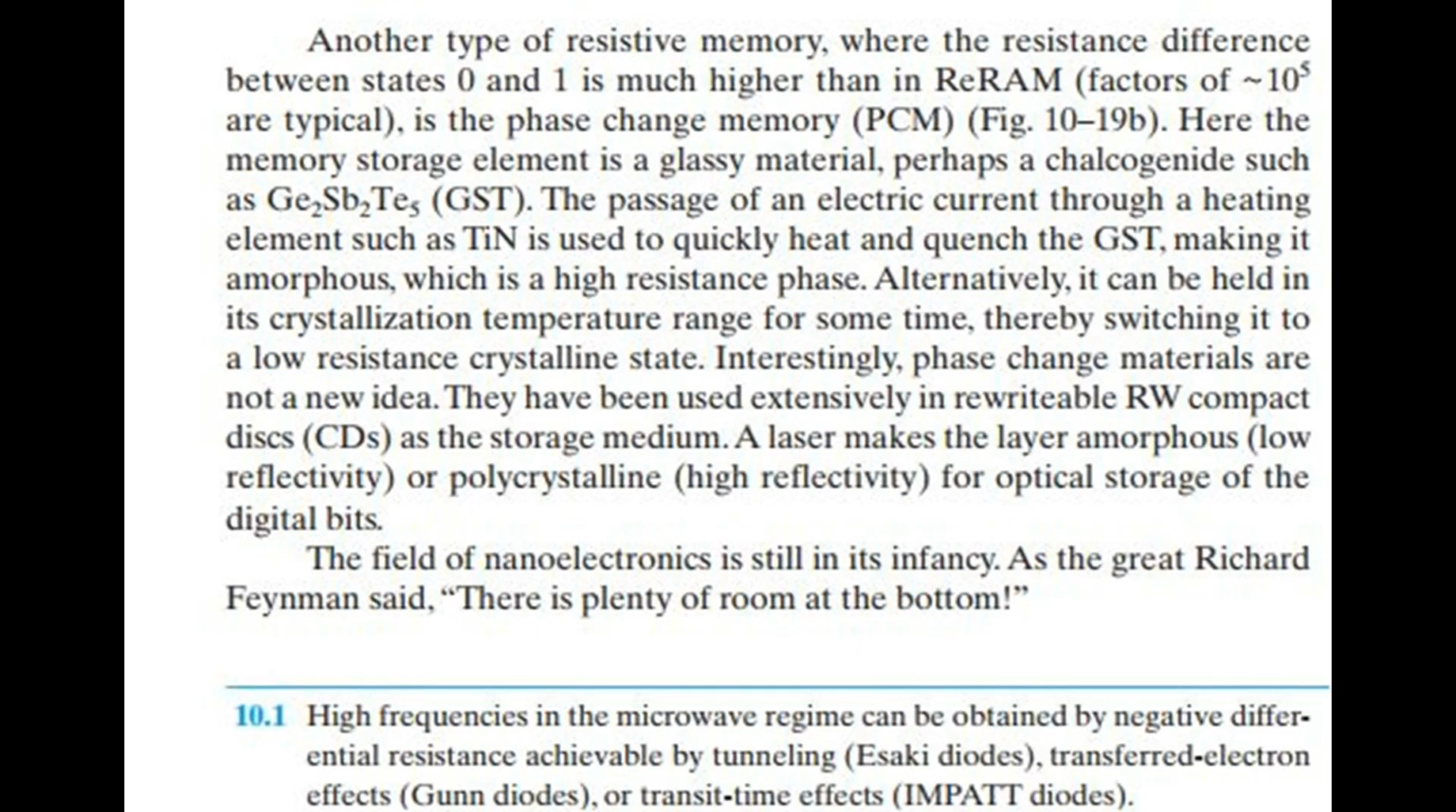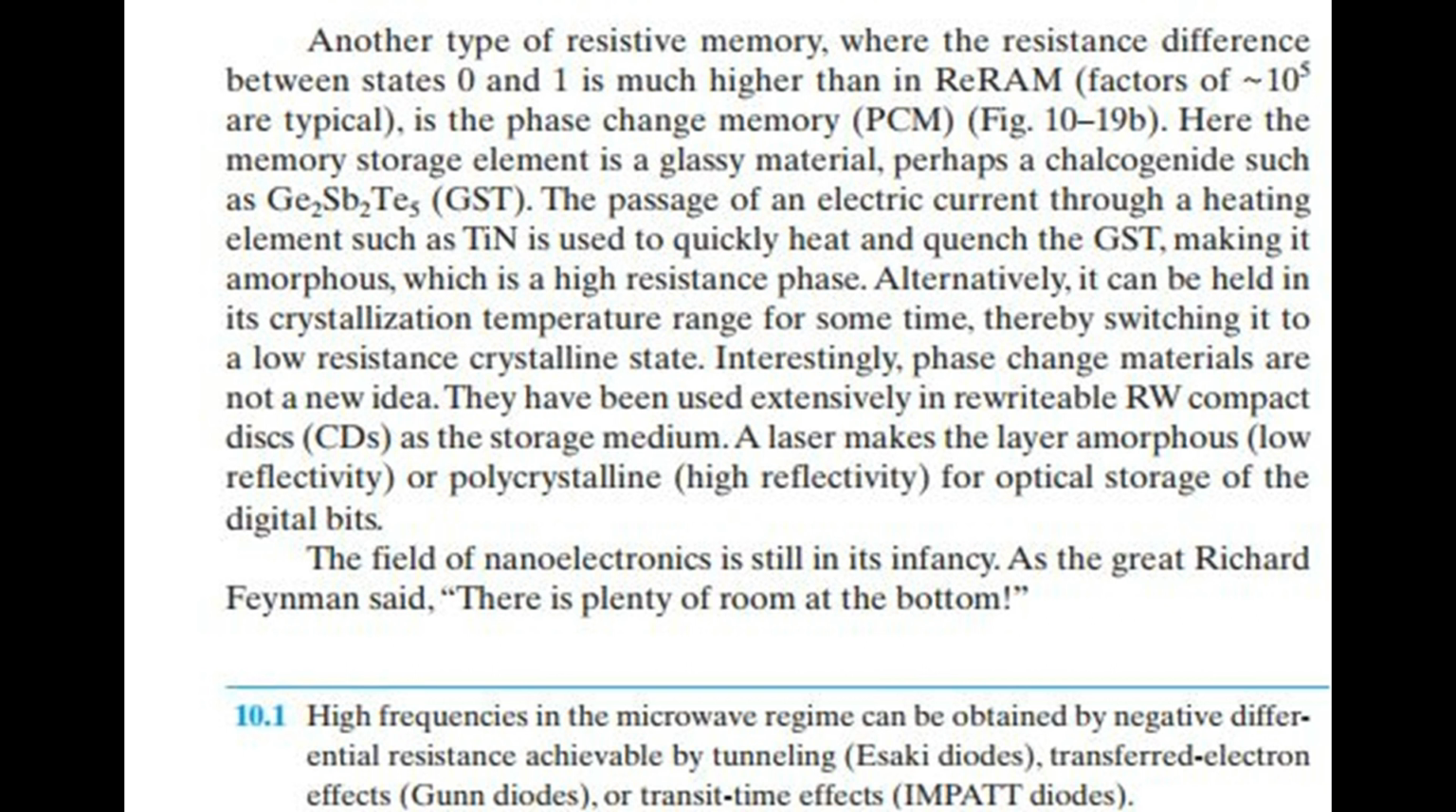Another type of resistive memory, where the resistance difference between states 0 and 1 is much higher than in ReRAM, factors of 100,000 are typical, is the phase change memory, PCM, Fig 10.19b. Here the memory storage element is a glassy material, perhaps a chalcogenide such as germanium antimony telluride, GST. The passage of an electric current through a heating element such as titanium nitride is used to quickly heat and quench the GST, making it amorphous, which is a high resistance phase. Alternatively, it can be held in its crystallization temperature range for some time, thereby switching it to a low resistance crystalline state.